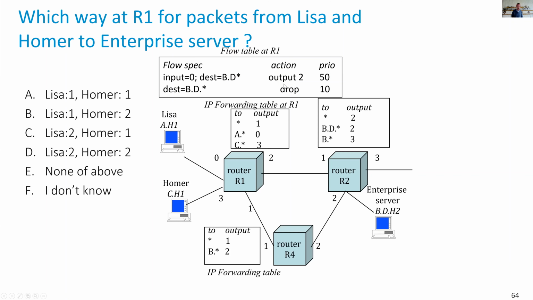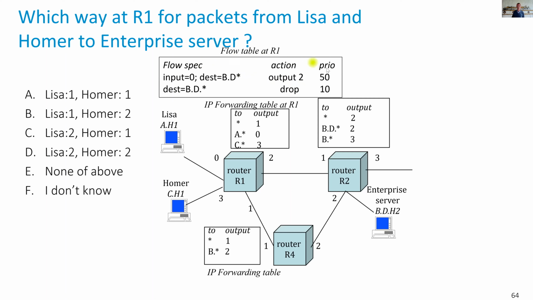You can imagine other actions. Actions may be output, drop. Sometimes they can also be replicate. This is one way of simulating multicast, for example. There can be other types of actions that you can imagine.